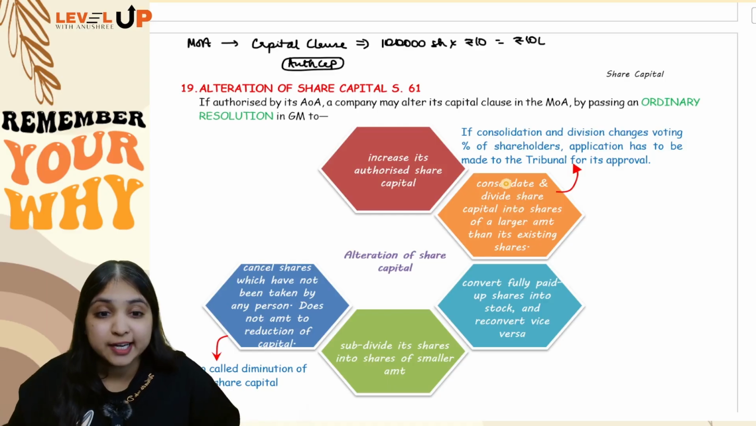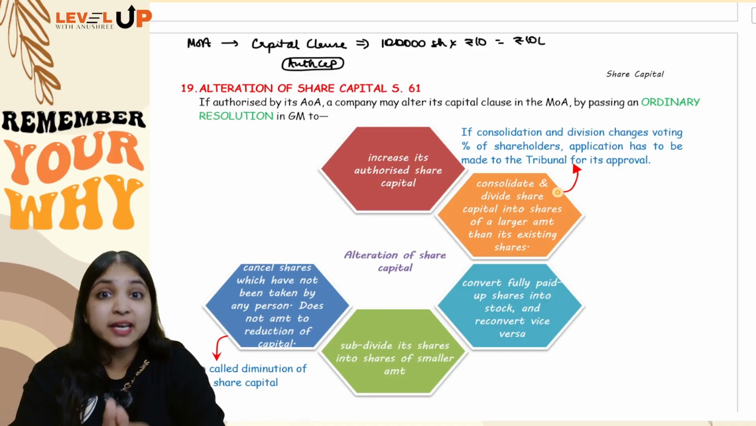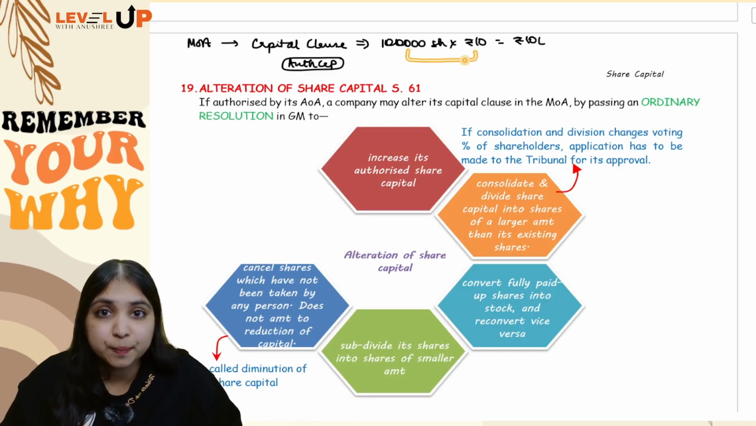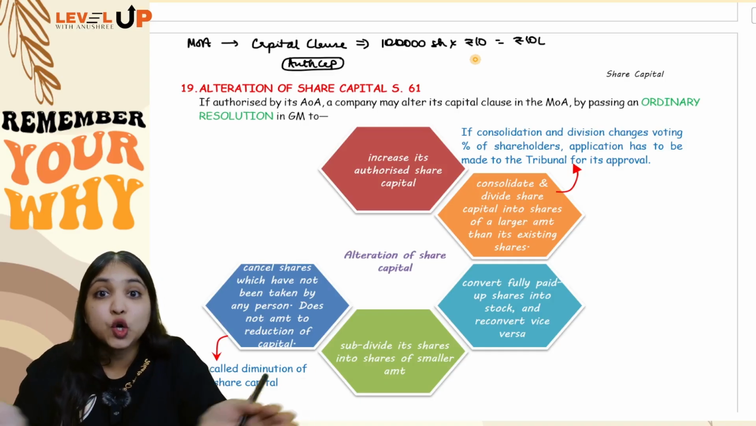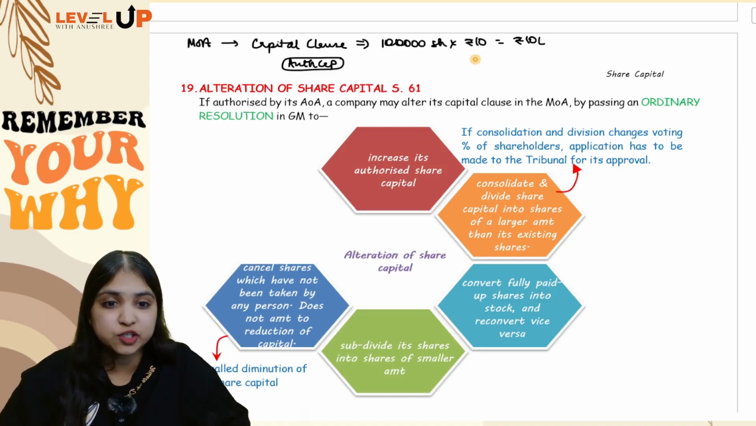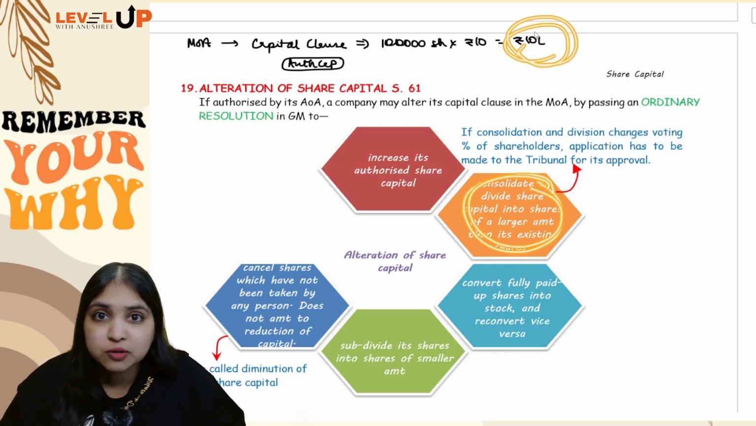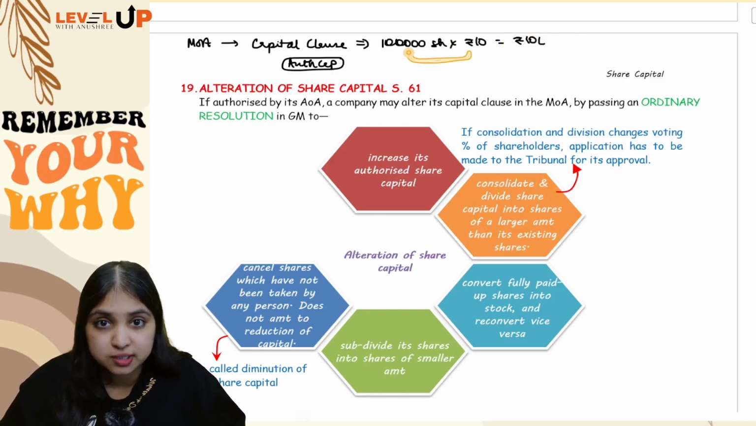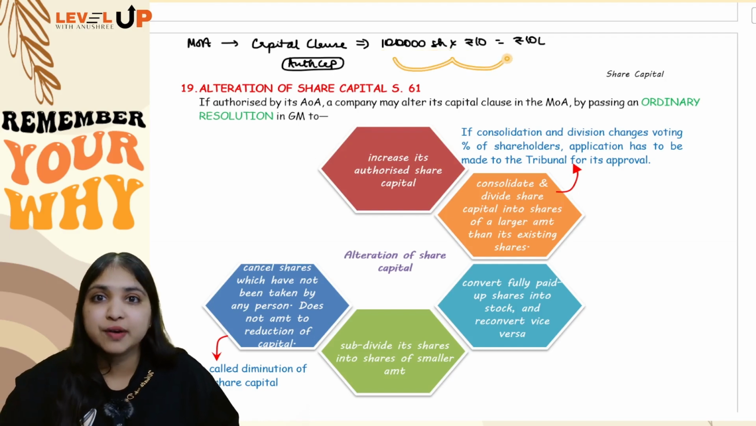When we want to consolidate shares, what are we doing in consolidation? We are grouping shares together. Like earlier, 1 lakh shares of 10 rupees each. Now we are consolidating shares together. Now let's say we are having 10,000 shares of 100 rupees each. So we are grouping shares together. That is consolidation of shares. In consolidation of shares, the total amount doesn't change. Only this breakup changes. Earlier it is 1 lakh shares of 10 rupees each. Now it will become 10,000 shares of 100 rupees each.